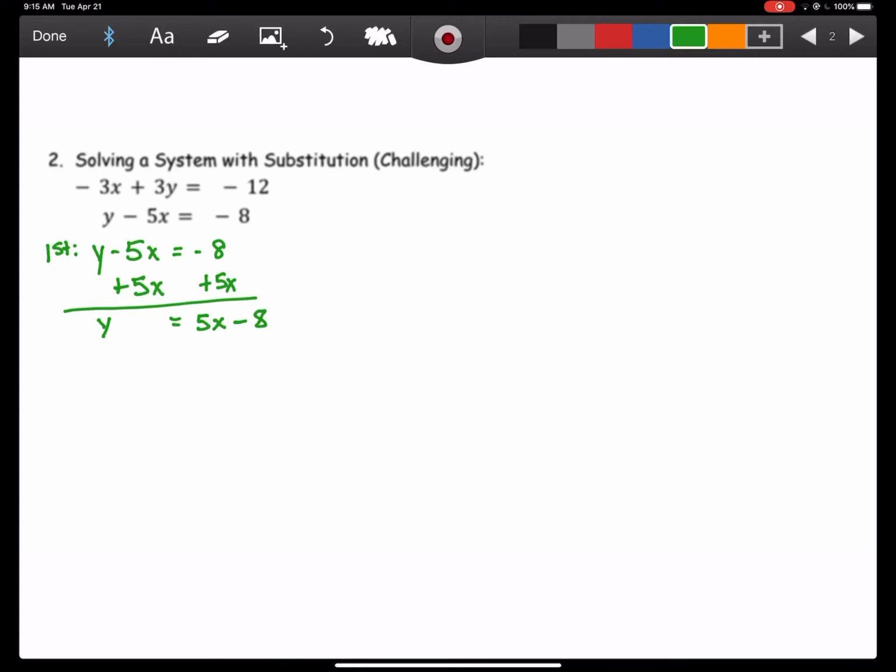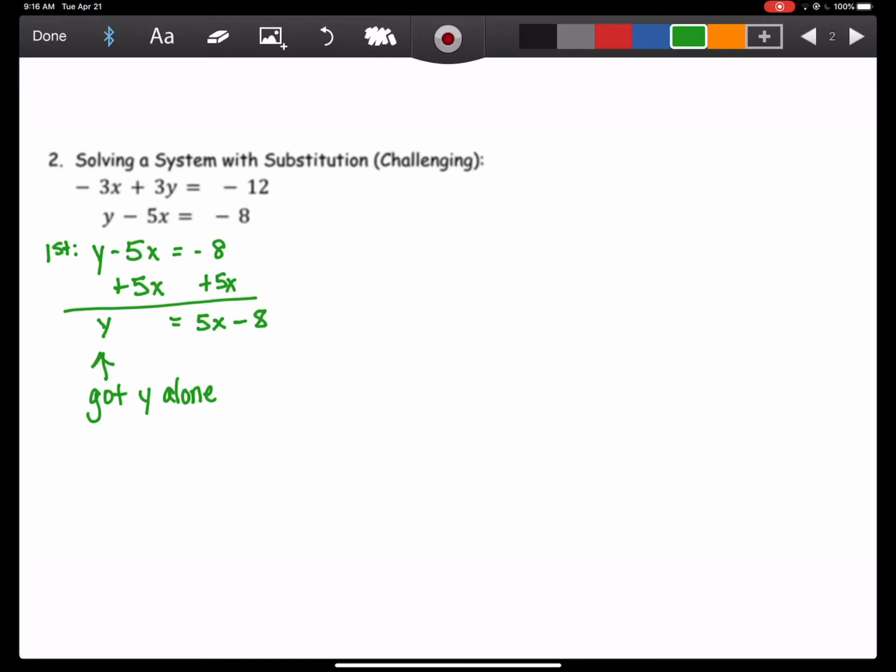So what did I just do? Well, I made it so that I solve for y. That means I got y alone. And you can do this for x too. It doesn't matter. Whichever one's easier to do this to, just get one of the variables alone. So now I know that y is equal to 5x minus 8.